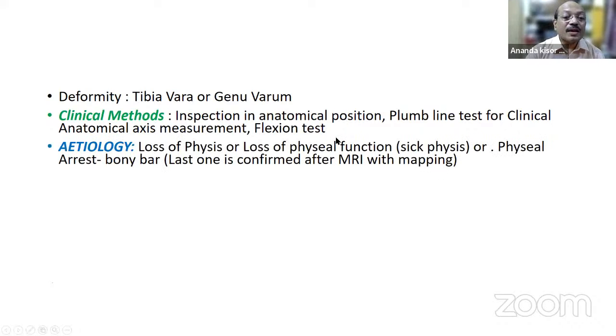Okay. Now, the etiology. What is the etiology? It is a previous injury that leads to gradual deformity. So there is maybe a loss of physis or loss of physeal function, that is a sick physis or physeal arrest because of a bony bar. That bony bar should be confirmed by the MRI with mapping.